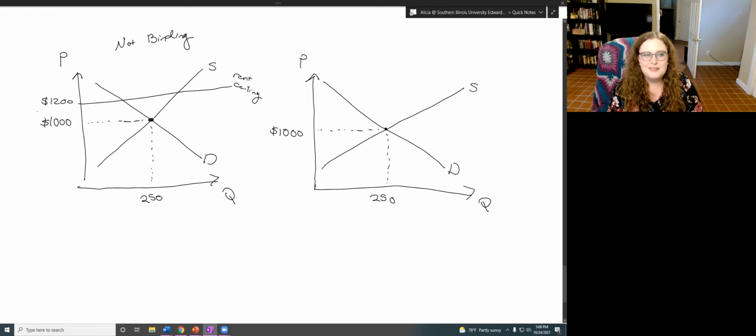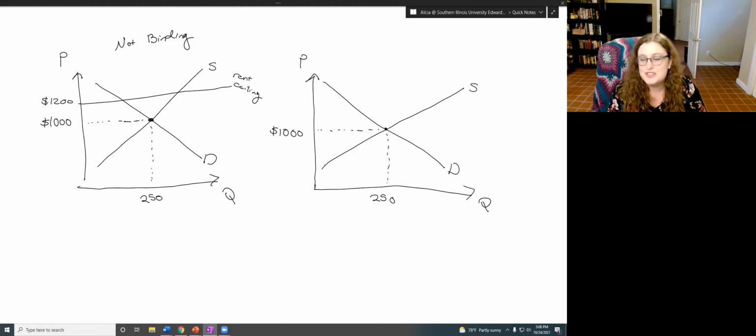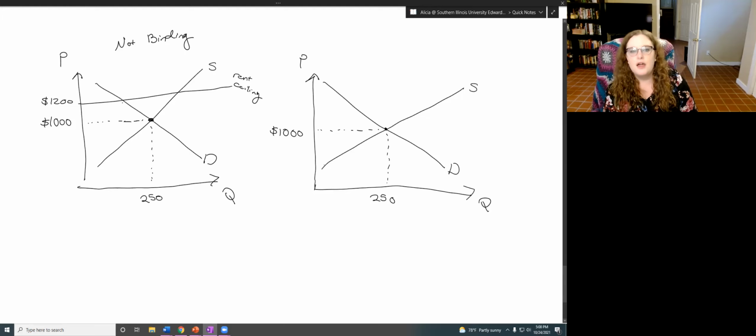Well, that doesn't really matter, right? The apartments are already going for $1,000. If you tell me that I can't charge people more than $1,200, well, I'm already charging them less than that. That's a non-binding case. Nothing happens in that situation.